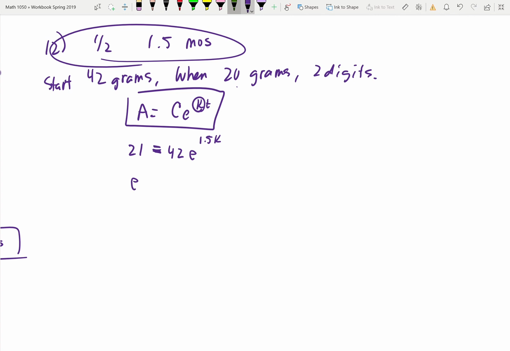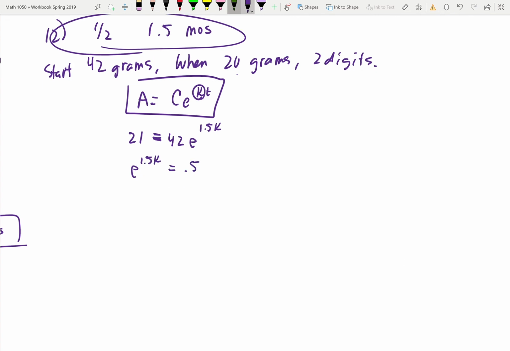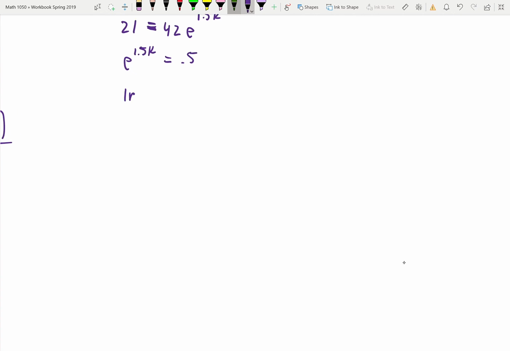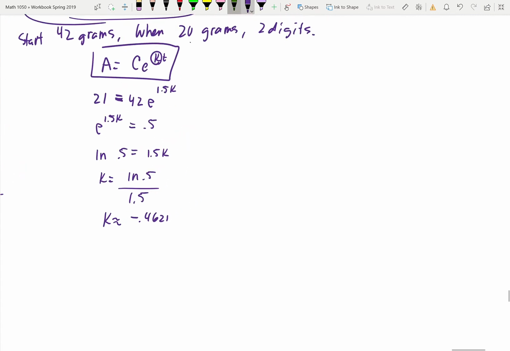Divide by 42. So e to the 1.5k is 21 divided by 42, which is 0.5. Convert it, ln 0.5 is equal to 1.5k. To find k, ln 0.5 divided by 1.5. Grab your calculator and go ln 0.5, close it off, divided by 1.5, hit enter, and I get k is approximately negative 0.4621. Store that in, and of course it's negative because the amount's going down. Step 1 is find your k, I did that.